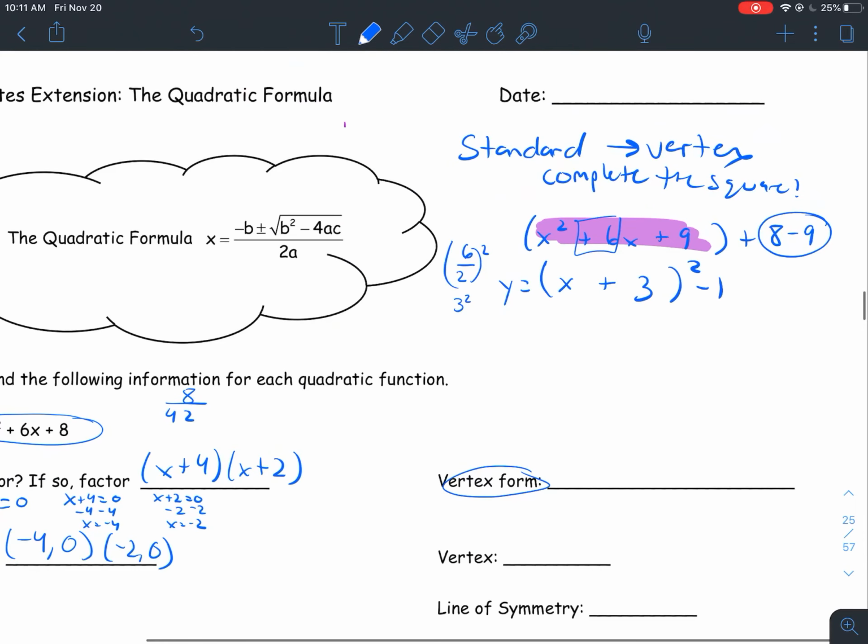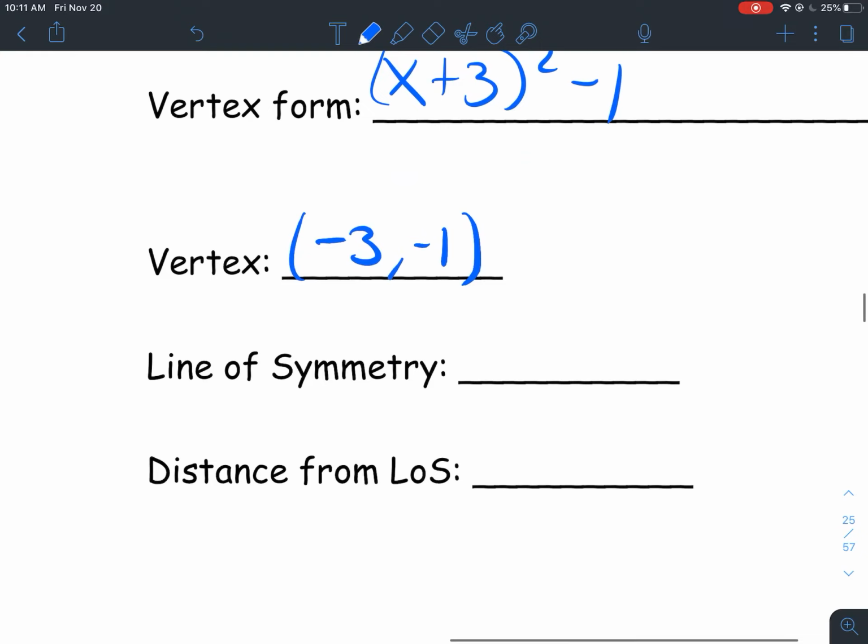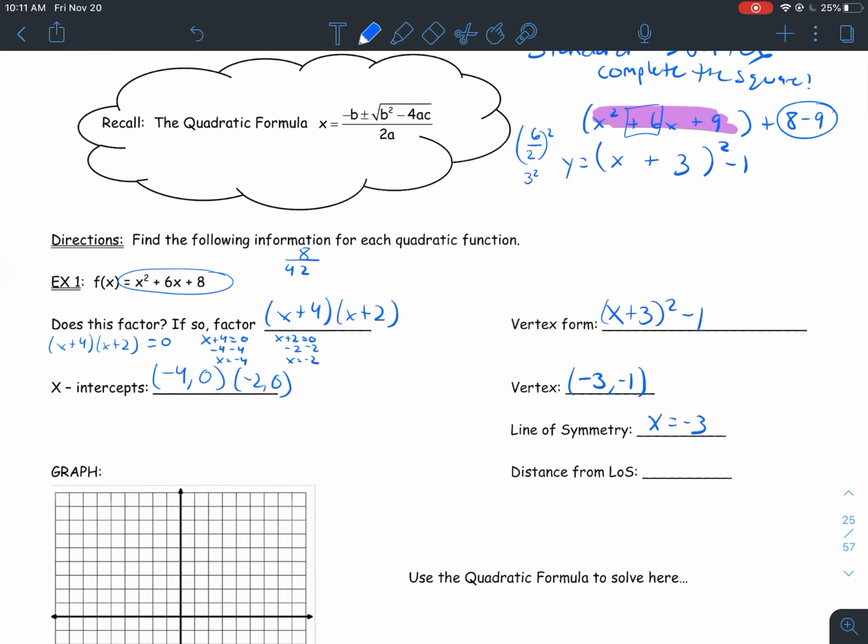So that is your vertex form, right? We've got x plus 3 squared minus 1. That would be our vertex form. Then it asks for the vertex. So the vertex here is going to be (negative 3, negative 1), all right? And then it says, what's the line of symmetry there? Well, this line of symmetry is going to be x equals negative 3, okay?